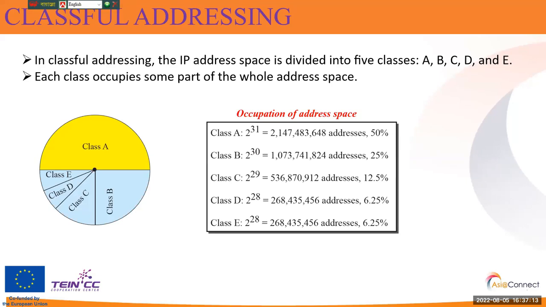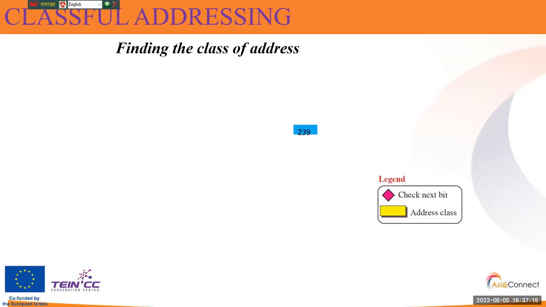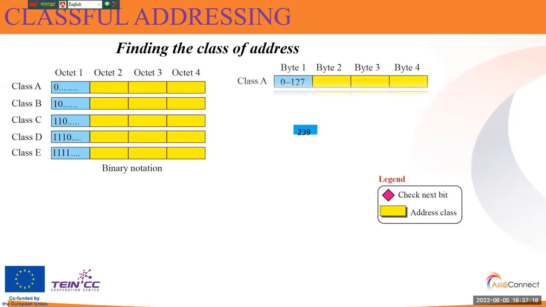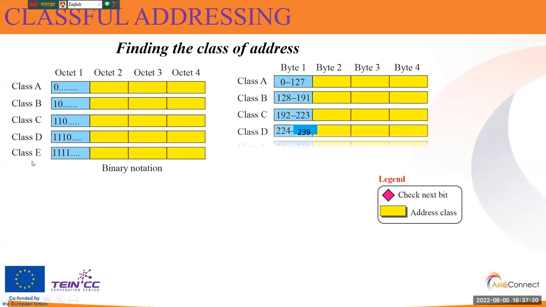Okay, so how can we find the class of an address? For an octet in binary notation, we need to look at the bit position, I mean the 0 bit, the first bit, the second bit, the third bit, the fourth bit. So this is the standard notation of class A, class B, class C in binary notation. For dotted decimal notation, we need to remember this range.